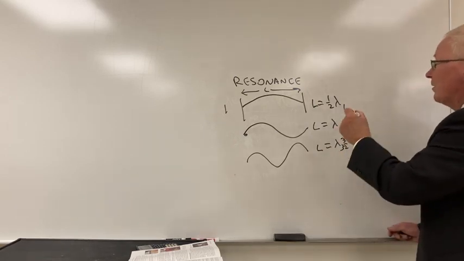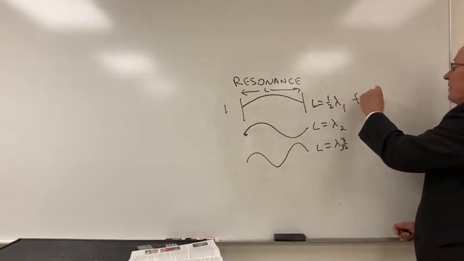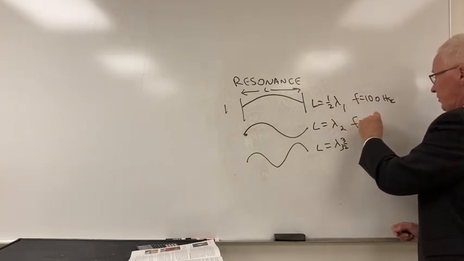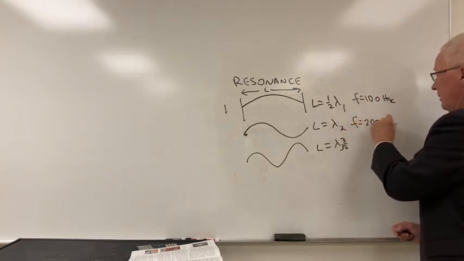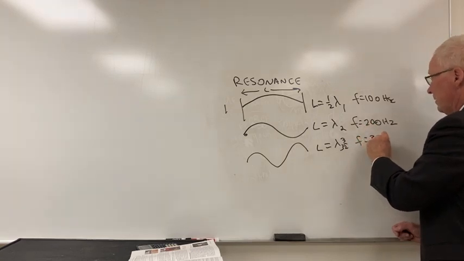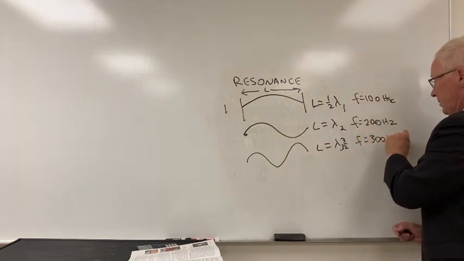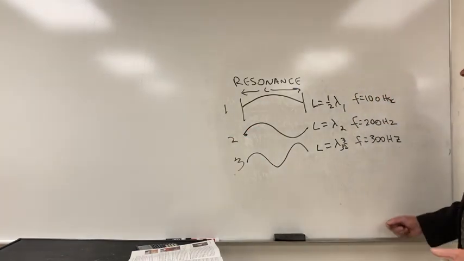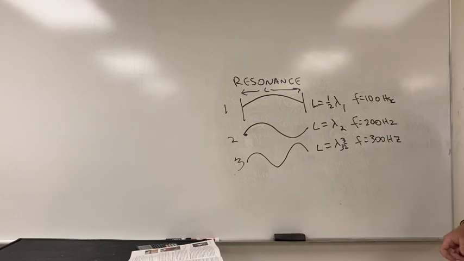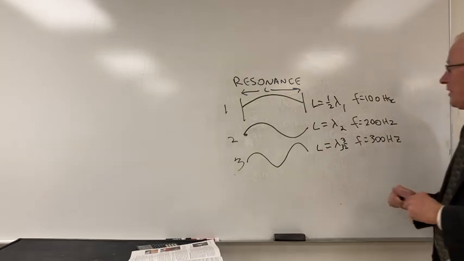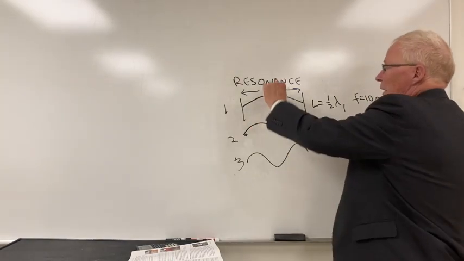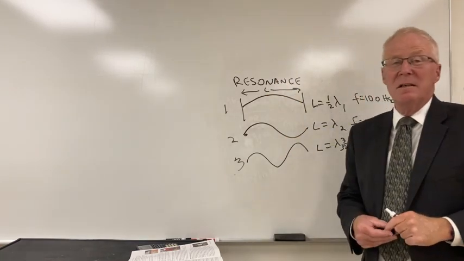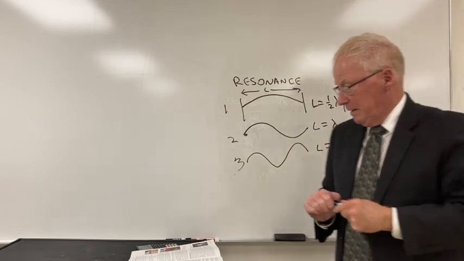All right. If f is 100 hertz here, then this would be 200 hertz, and this would be 300 hertz. So each harmonic, 1, 2, and 3, is a multiple of that frequency. This is actually what we would have on a vibrating wire, if it's vibrating, like for a string instrument and such.